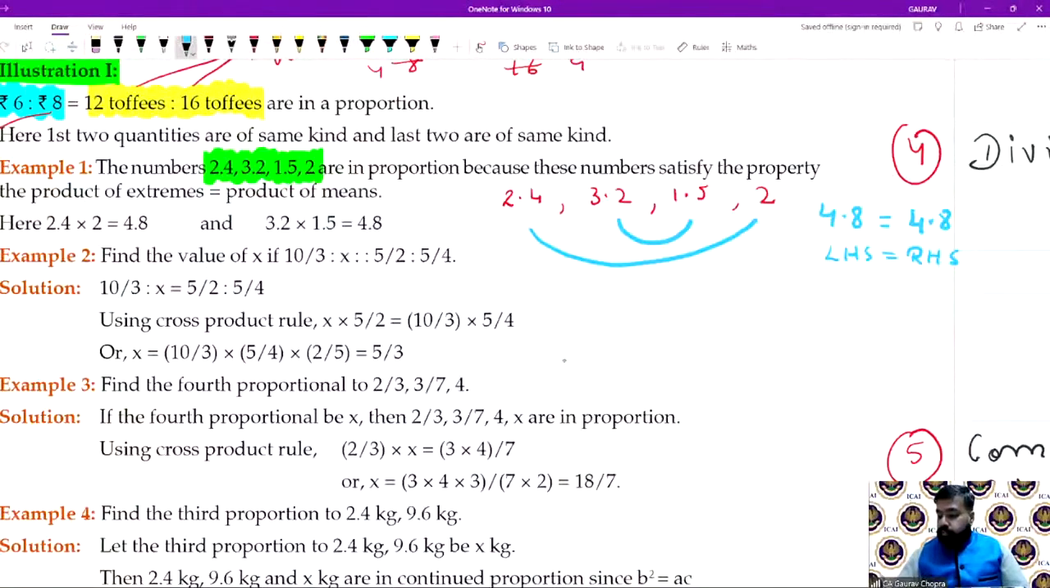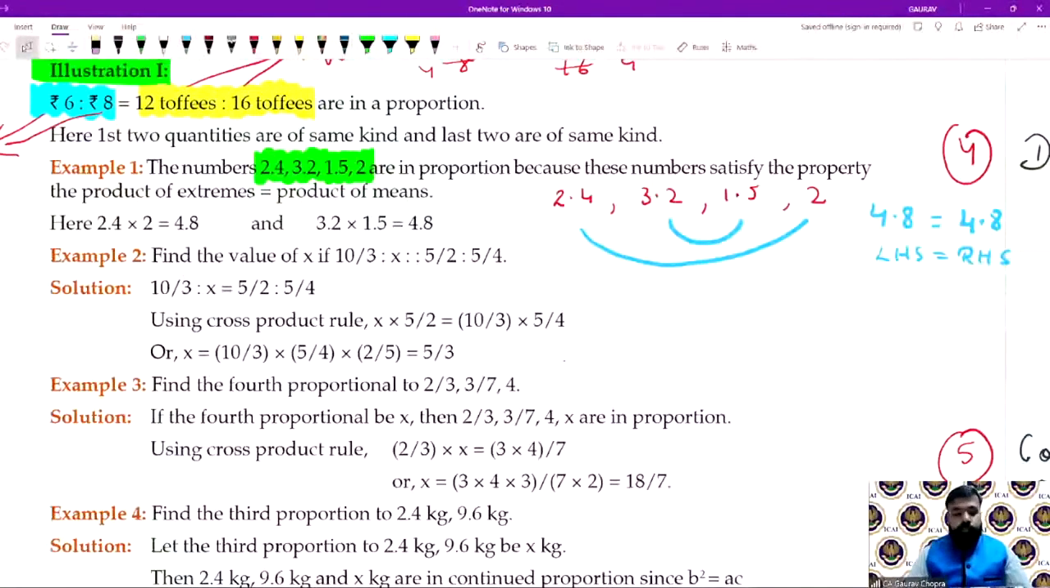All right. Yes, perfect. So this was the cross product rule. Second one, find the value of X. This time we have to compute the value of X. If the question says 10 by 3 ratio X. Now for proportion, in place of the equal to sign, we can place 4 dots. That means the double colon sign can be kept in place of equal to. Meaning is the same. 5 by 2 and then ratio 5 by 4. Now this sign means they are in proportion. This tells us that they are in proportion.